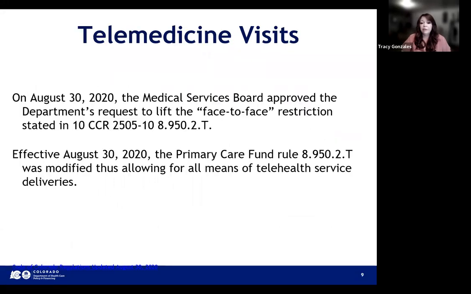In August 2020, the Medical Services Board approved the department's request to lift face-to-face restrictions, allowing for all means of telehealth service deliveries. There has been no change to this rule, and patients seen via telehealth may be counted on your application.